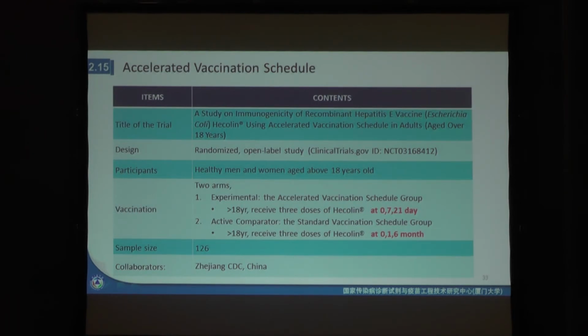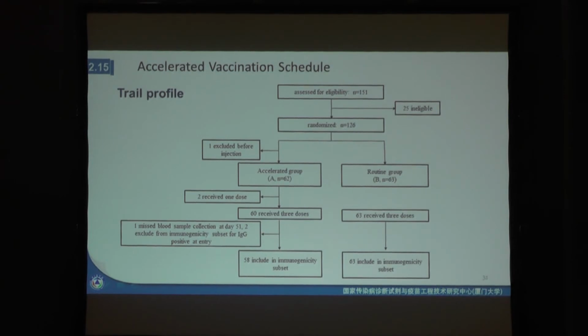And this is an accelerated vaccine trial, conducted in Zhejiang CDC. This is a randomized open label study. We enrolled participants older than 18 years old who received 3 doses of Hecolin at day 0, 7, and 21, meaning they received the vaccine at 0, 1, and 3 weeks. The other group received the vaccine on the regular schedule at 0, 1, and 6 months. So we try to compare the safety and immunogenicity of the accelerated vaccination schedule with the standard vaccination schedule.